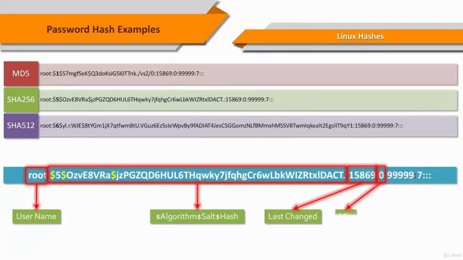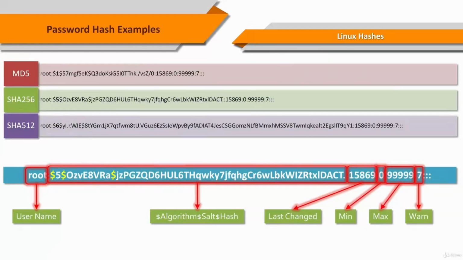The fourth field is the minimum number of days required between password changes. That is, the number of days left before the user is allowed to change his or her password. The fifth field is the maximum number of days the password is valid. After that, the user is forced to change his or her password. The sixth field is the number of days before the password is to expire. That user is warned that his or her password must be changed.